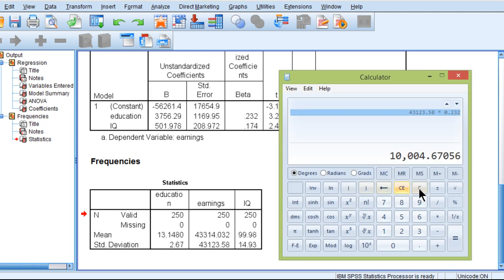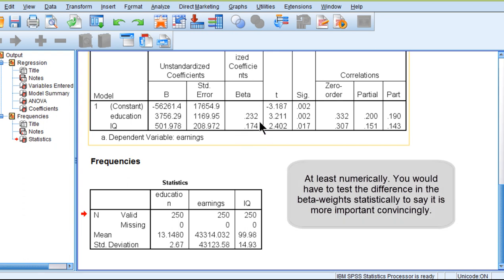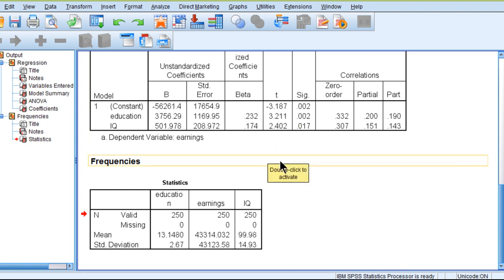So let's estimate that number for IQ. So again, earnings standard deviation, 43,123.58 times 0.174. And that gives me $7,503.50. So a one standard deviation unit increase in IQ, which is 14.93, is associated with an increase in earnings equal to 7,503. So obviously, given that a one standard deviation increase in education is associated with $10,000 increase in earnings, you would say it's more important. So it's not only just more important from a standardized beta weight perspective, but it's more important by about $2,500 for each standard deviation unit increase.